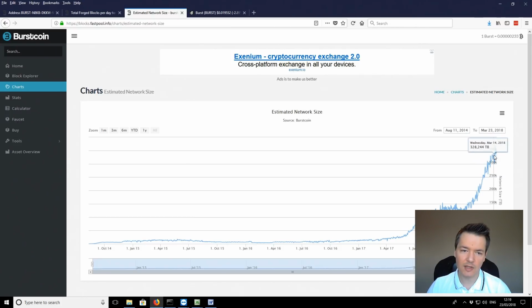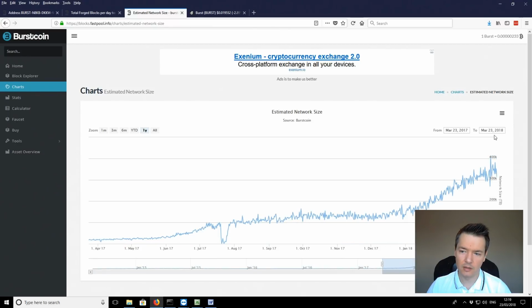But I think this is one of the main reasons why I didn't find any blocks in February, just because the network, if we have a look at 1 year, is just getting bigger and bigger. So for January, it was sort of 135,000 terabytes, and then through February, sort of over 200,000. So, you know, almost twice as difficult to find blocks from one month to the next.